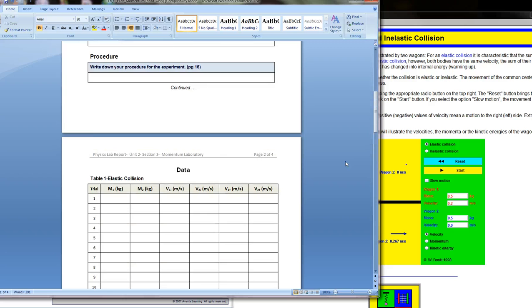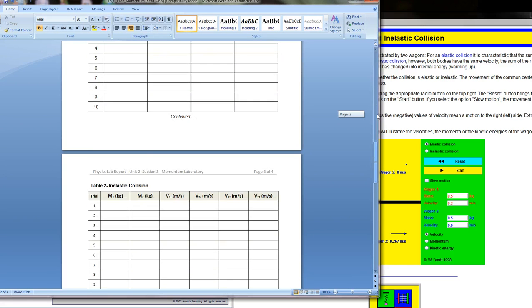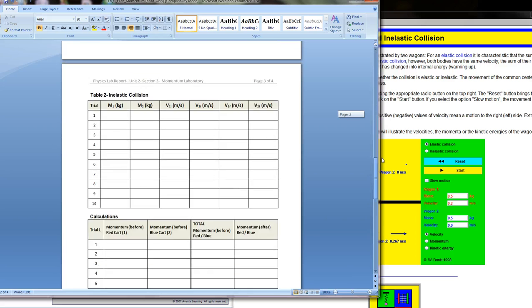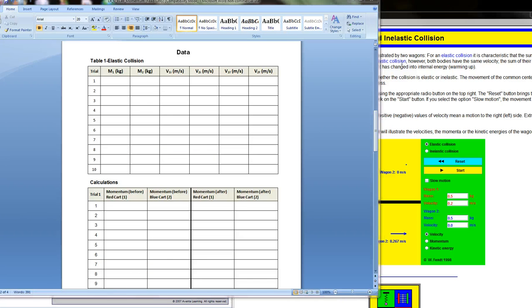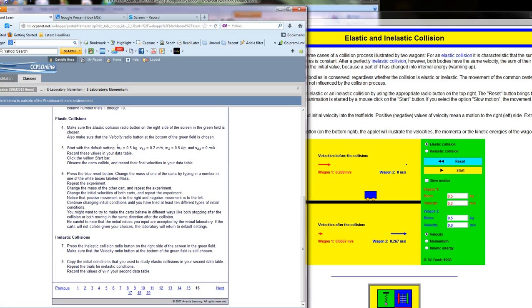As you can see from your lab report, we're going to be collecting data on elastic collisions and on inelastic collisions. We're going to start off with the elastic collisions. Now, in your lab instructions, you will see that we're going to start off with the elastic.